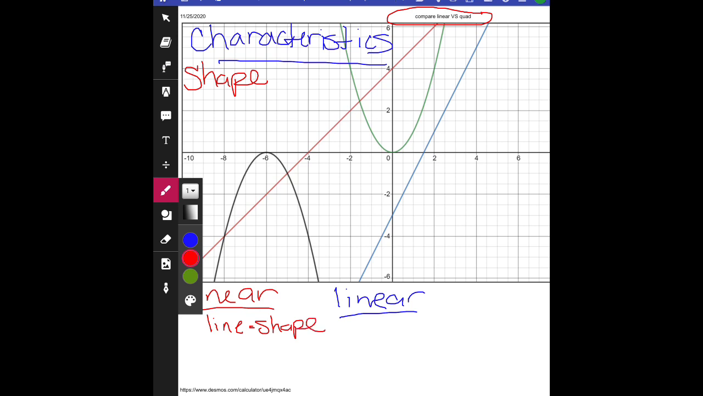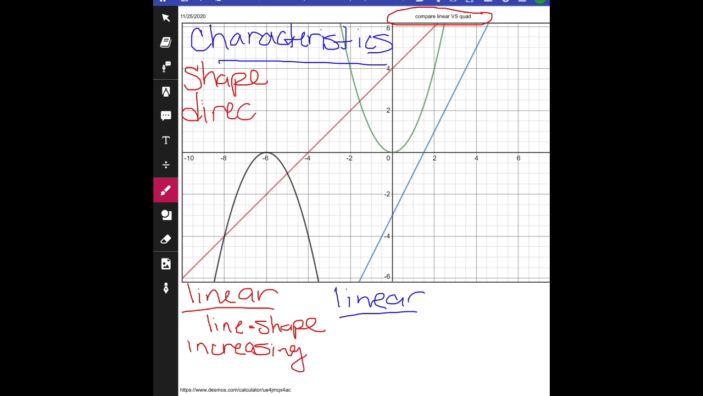Okay? Another key characteristic for the red graph is that it is increasing. That is the direction of the graph. So if you look at the graph, it is going upward. Other characteristics. We already talked about the domain and the range of linear functions because it covers all positive and negative x's and positive and negative y's. The domain and the range would both be all real numbers.